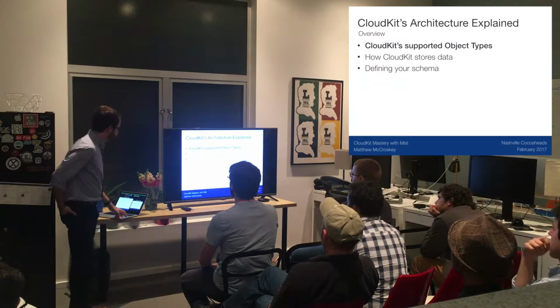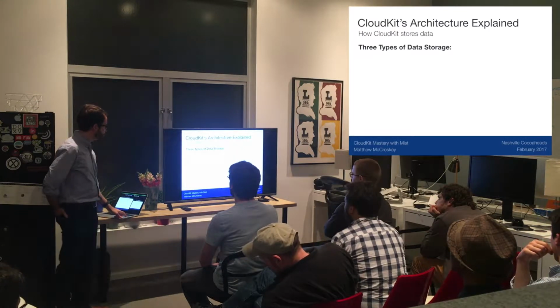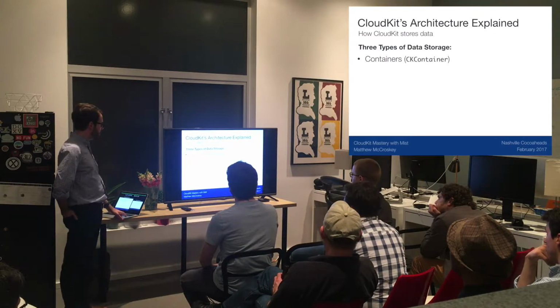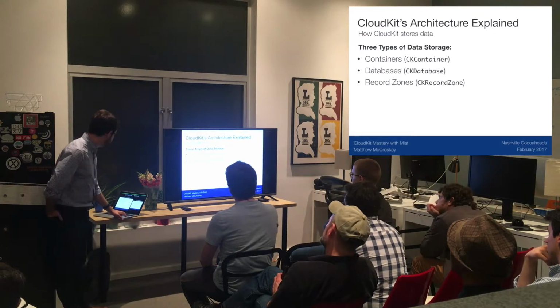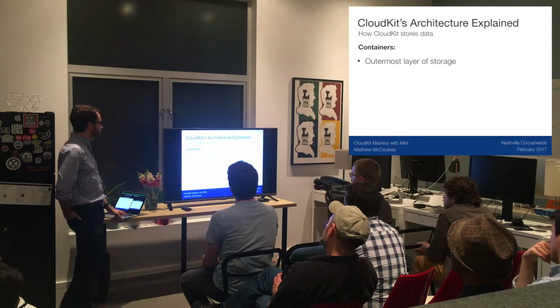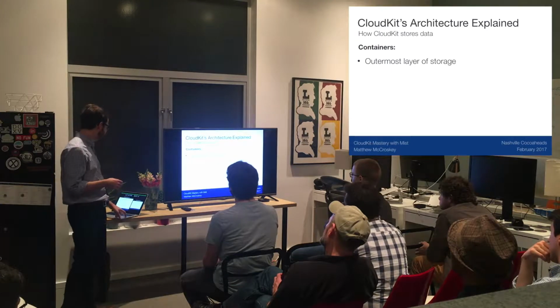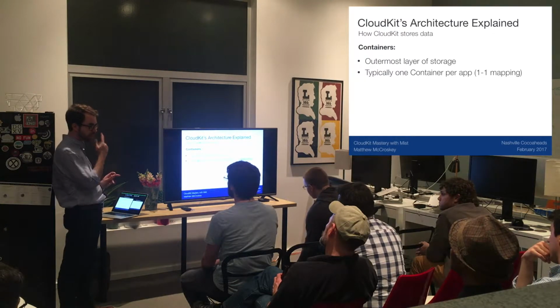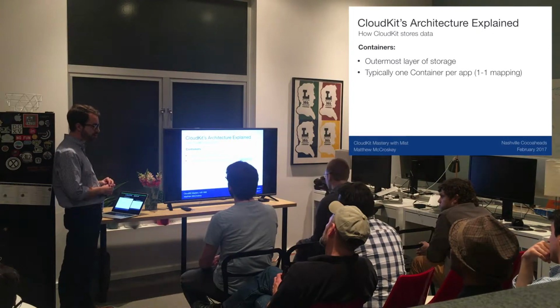So that's the supported object types. How does CloudKit store its data? Well, just like it has 3 types of objects you can store, it has 3 types of data storage: containers, databases, and record zones. So containers, they're the outermost layer of storage. Typically, there's 1 per app, so a 1-to-1 mapping. You can actually configure it to not be that way, but that is a pretty rare case.